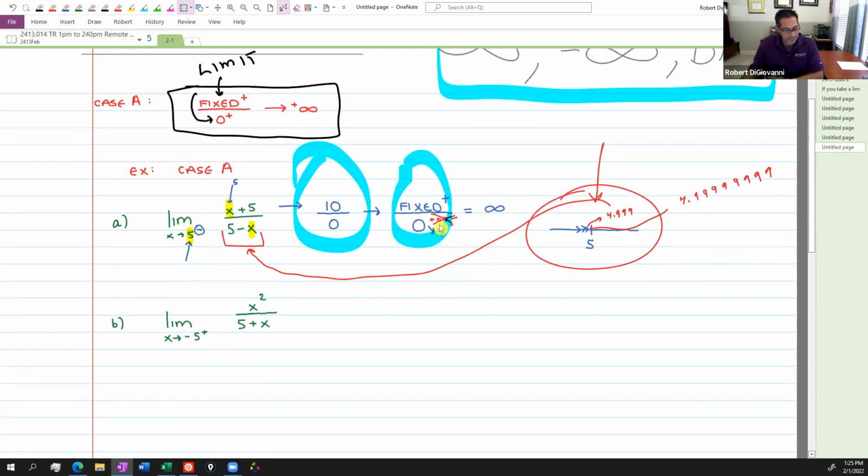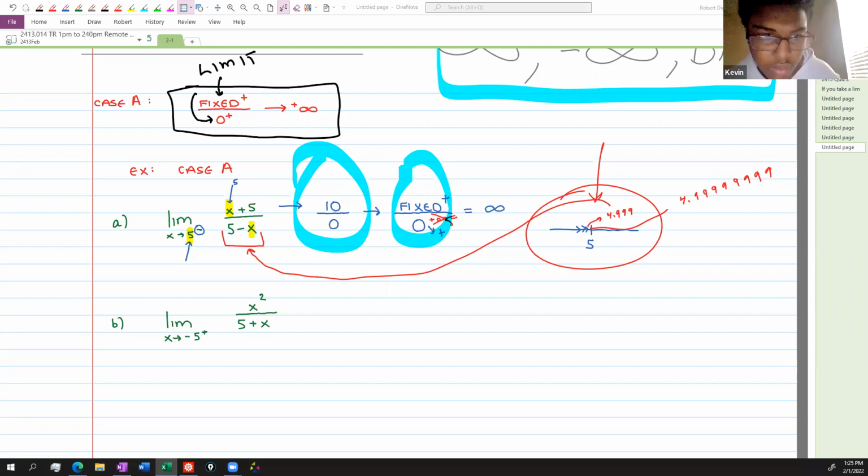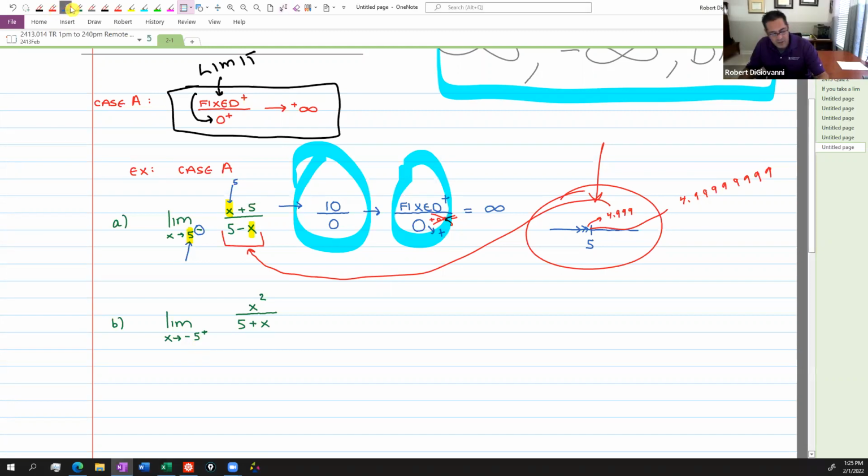Let's look at B. So let's see, Kevin, you're up. Looking at B, we are approaching negative 5 from which side? We are approaching it from the right. Right. So I always like to just write this down. I always like to put the number on a number line, negative 5, and then approaching from the right would be over here. Okay, let's just keep that in mind.